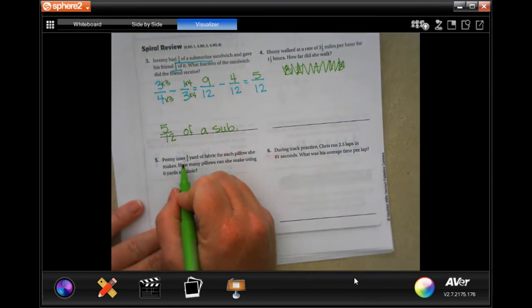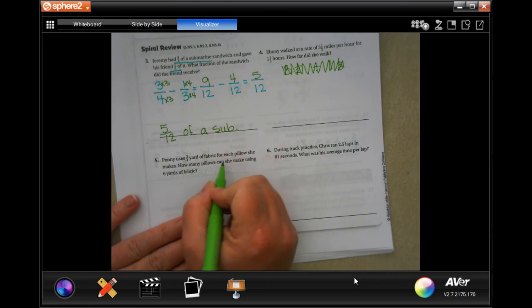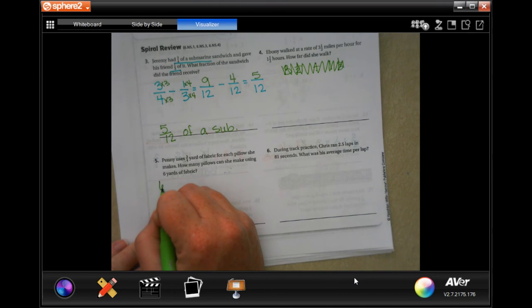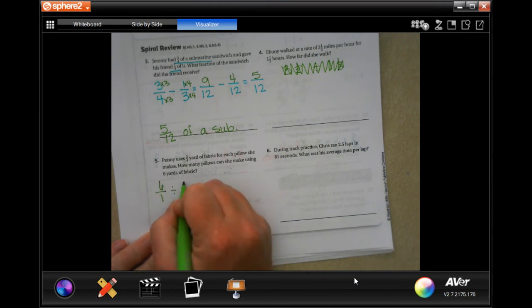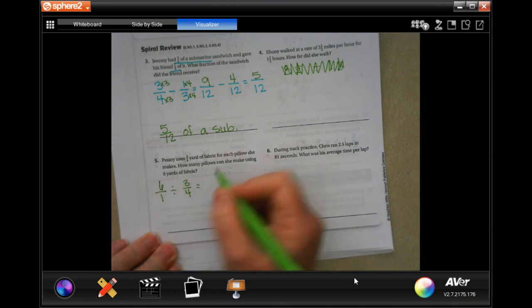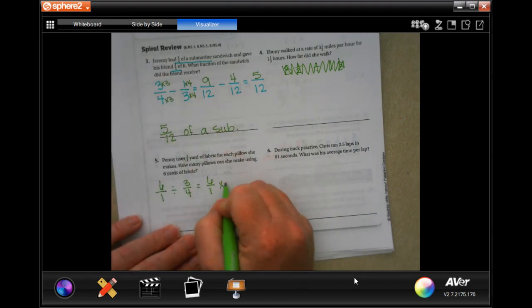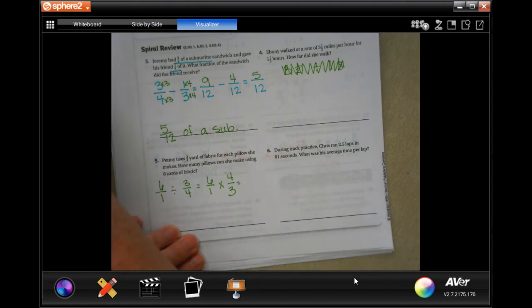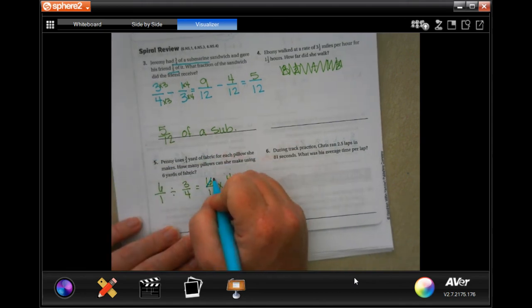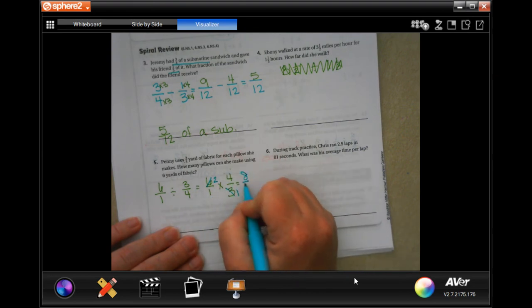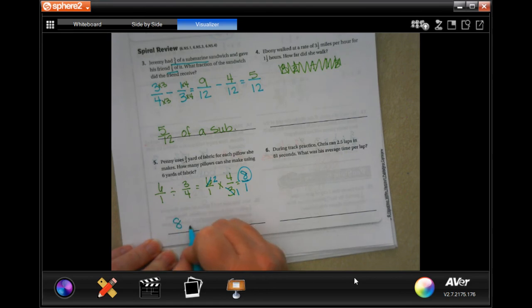Penny uses 3/4 of a yard of fabric for each pillow she makes. How many pillows can she make using 6 yards of fabric? Now we do have 6 divided by 3/4. So we're going to keep, change, and flip. Okay. So now 3 goes into 3 once, 3 goes into 6 twice. 2 times 4, 8 over 1. So she can make 8 pillows.